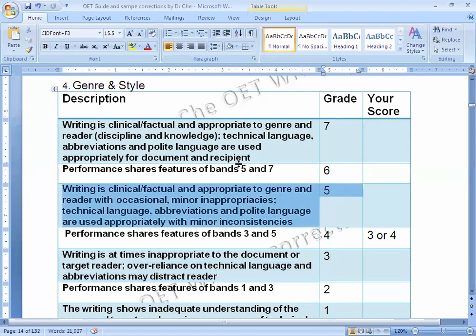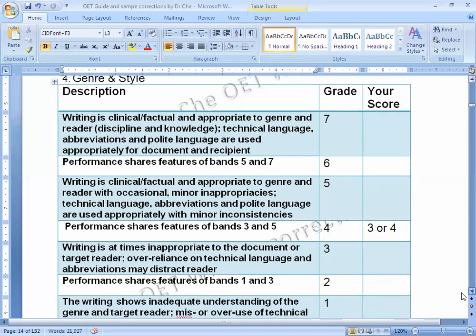That is why, to get a B grade, your style and genre should be clinical and factual, use polite language, and use appropriate abbreviations. Don't overuse abbreviations. Your letter should not make it difficult for the reader to understand the language. You should use technical language. This is to get genre and style.